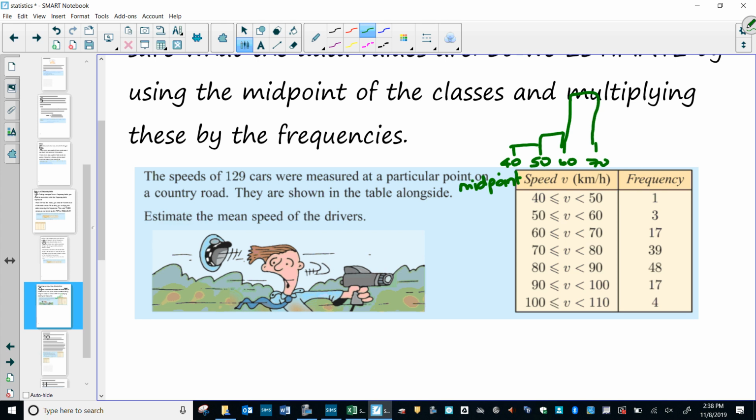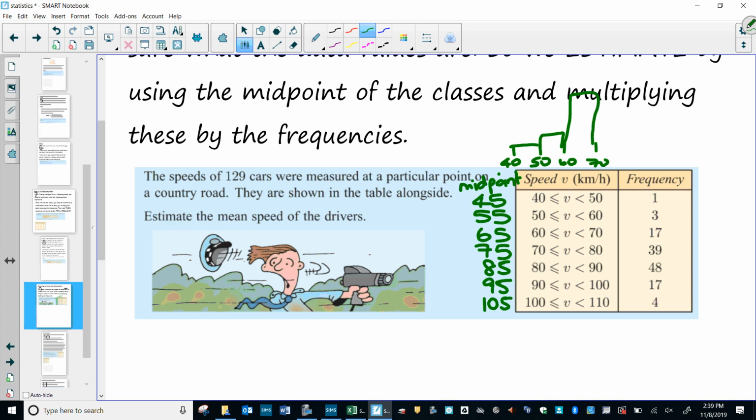So Sarah's always helped us out. Between 40 and 50, it would be 45. Between 50 and 60, 55. Between 60 and 70, and we see a trend, please? Those are the fives: 65, 75, 85, 95, and 105.